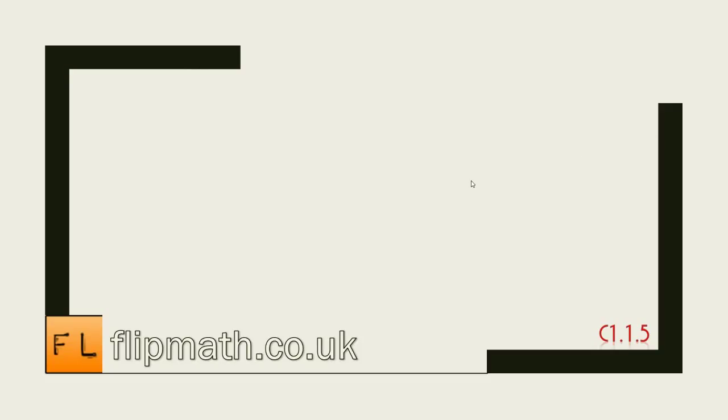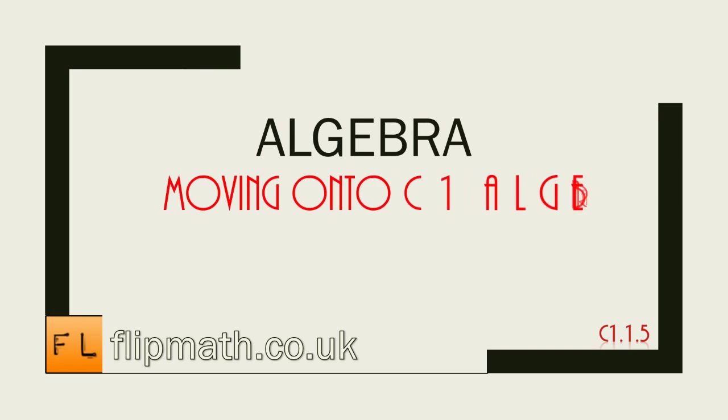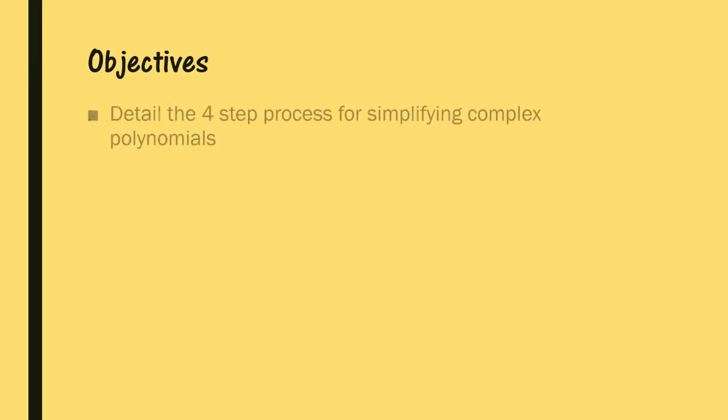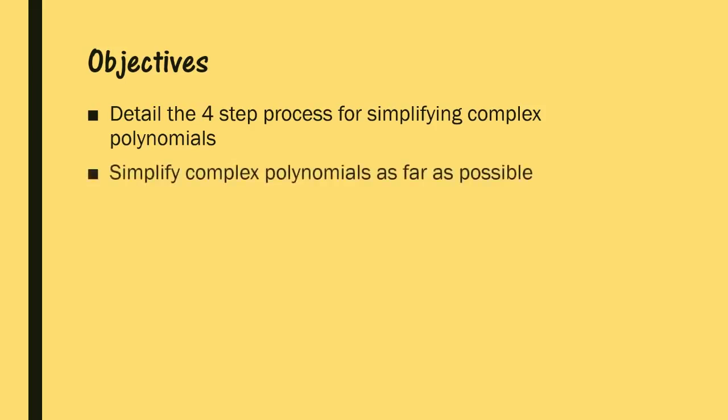I'm going to take you through today's lesson, which is part of the algebra section, but it's moving on to C1 Algebra, and it's part of the C1 module for AS Maths. Objectives of today's lesson: we're going to detail a four-step thought process for simplifying complex polynomials, and then simplify complex polynomials as far as possible.